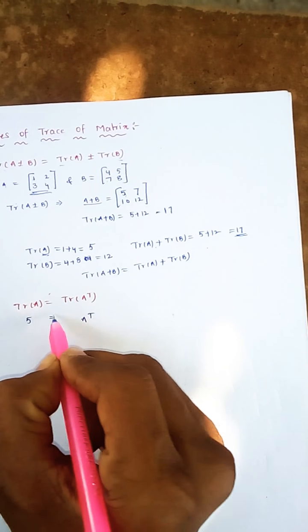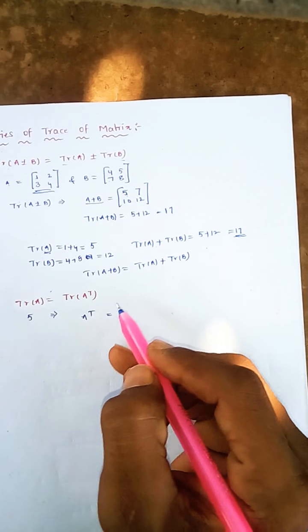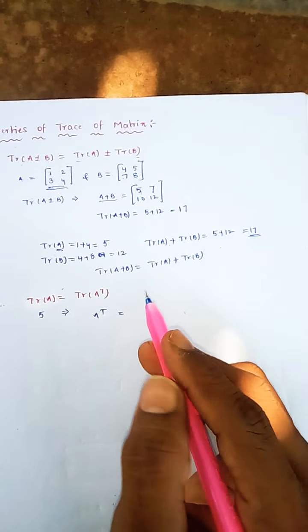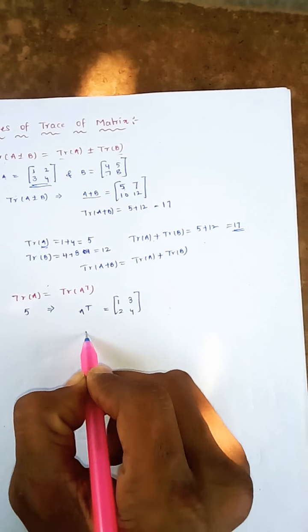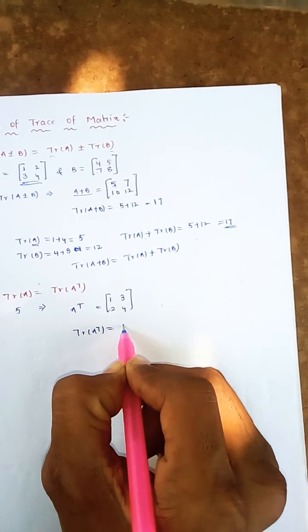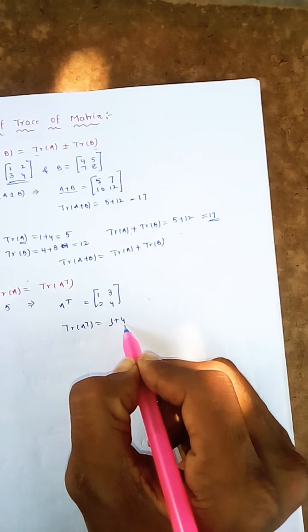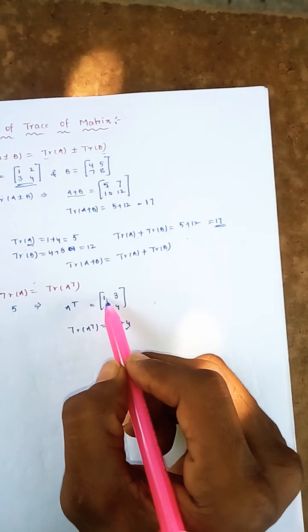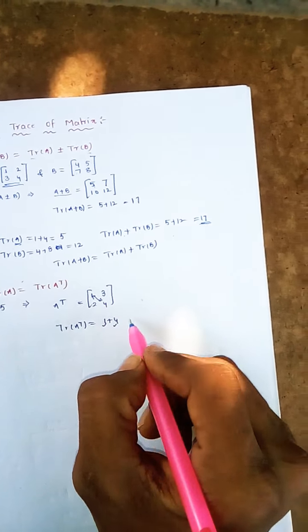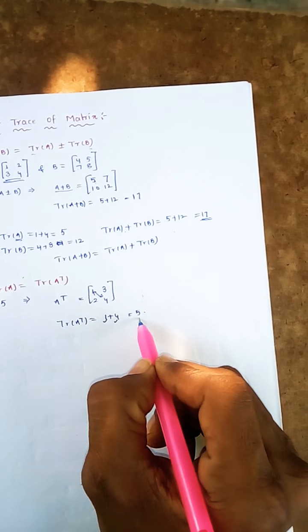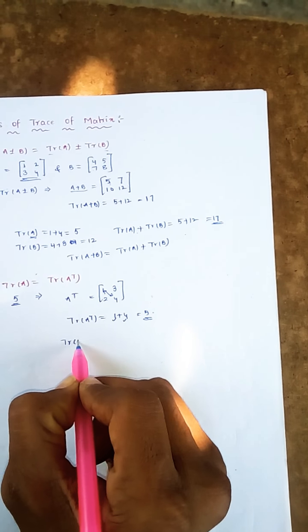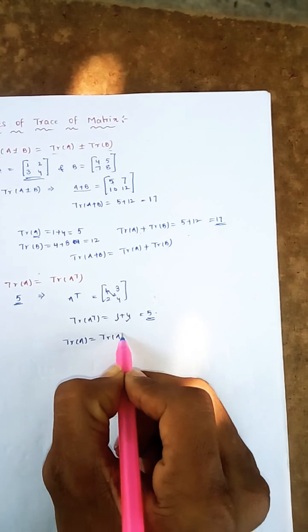Now A transpose is equal to, by interchanging the rows and columns of A matrix, you can get the A transpose matrix, that is equal to 1, 3, 2, 4. Now trace of A transpose is equal to 1 plus 4. These 1 and 4 elements are the transpose matrix diagonal elements. You can see from here, that is equal to 5. You can see from here trace of A transpose and trace of A both are equal, therefore trace of A is equal to trace of A transpose.